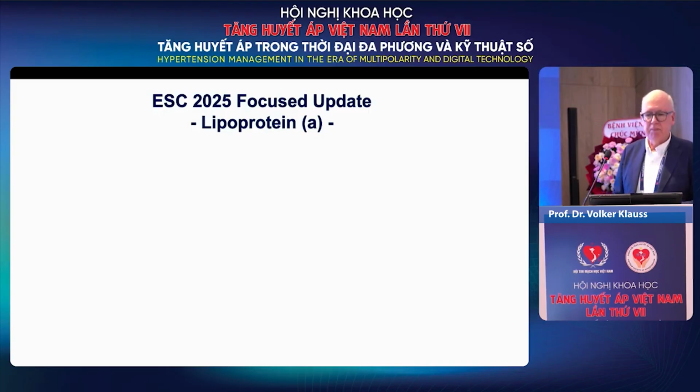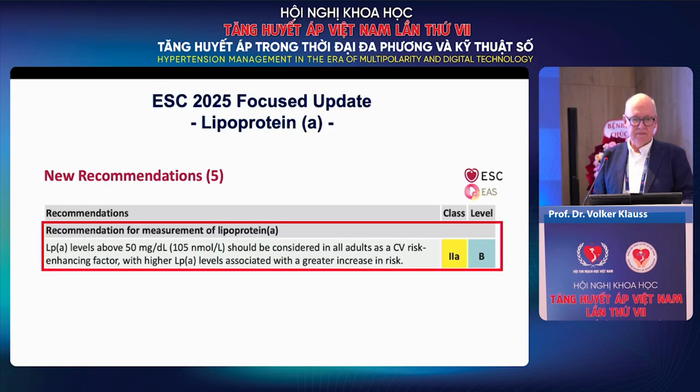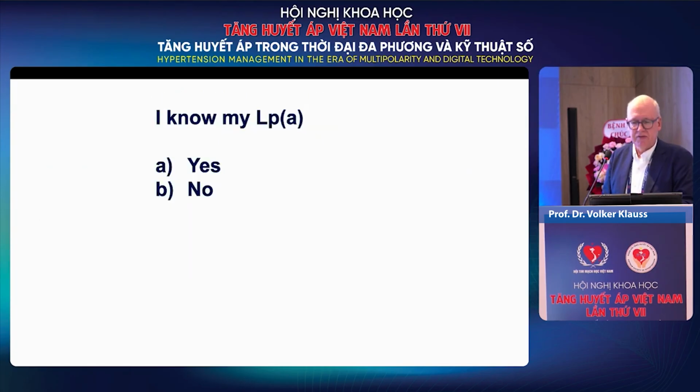Now we switch to lipoprotein A. It's also mentioned in the guidelines, levels above 50 milligrams should be considered as a CV risk-enhancing factor, with higher LPA levels associated with a greater increase in risk.